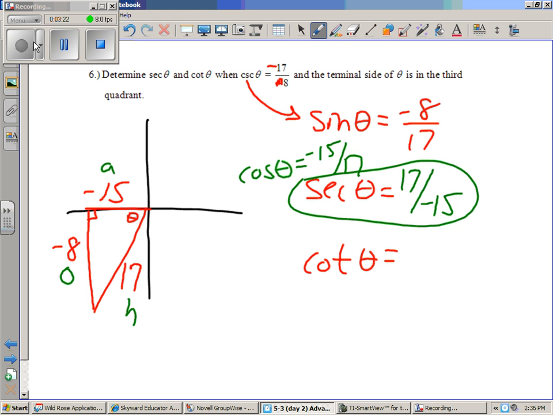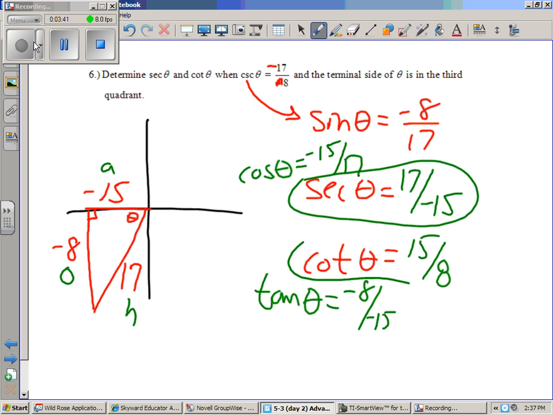And if you're looking for cotangent, obviously tangent, which in this case is opposite, which is -8/-15, which then flips to positive. If you didn't have a -15, would you know the whole thing flips over to positive? No, you wouldn't. And so watch out.